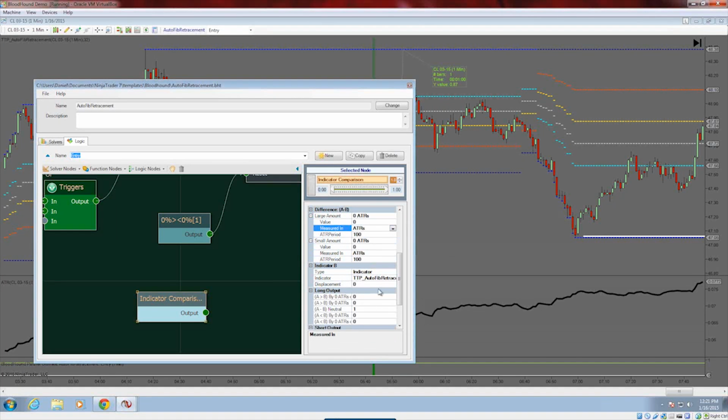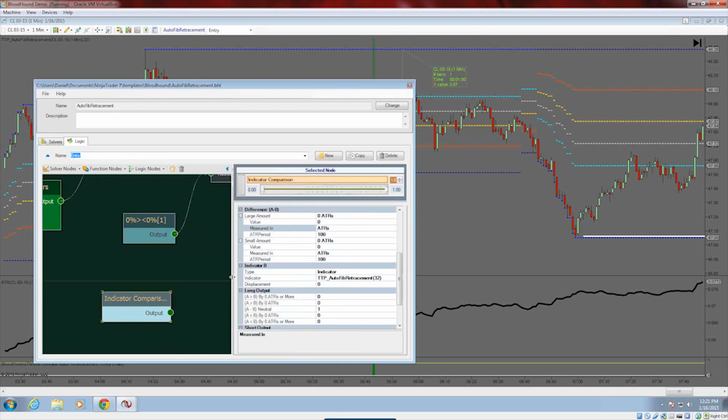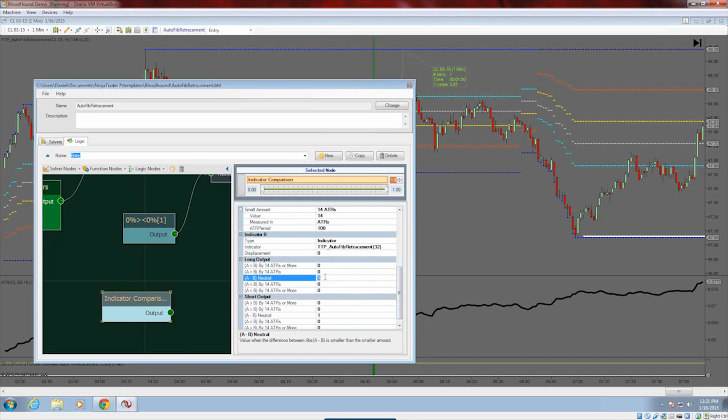Okay, so actually 0% needs to be at least 14 ATRs away, so I need to use 14 or more. Remember, it has to be greater than 14. So if I'm using greater than 14, that's 14 or more, so that's going to correspond with the large amount here. All right, so we'll say 14 ATRs. I'll set both numbers to 14. And then this needs to be 0.